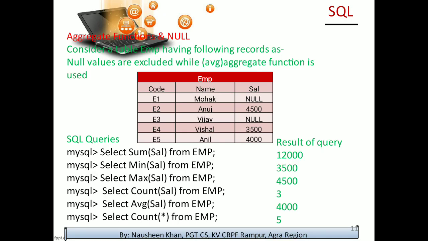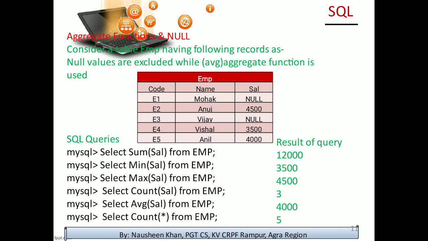Next, select max(sal) from EMP. It will calculate the maximum salary. Again, it will exclude the null values and the maximum salary is 4500. Select count(sal) from EMP. Again, it will exclude the null values. It will count only those rows which have some value. So the result will be 3, not 5, because we have values only in 3 rows in this column.